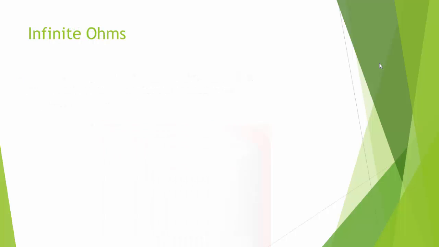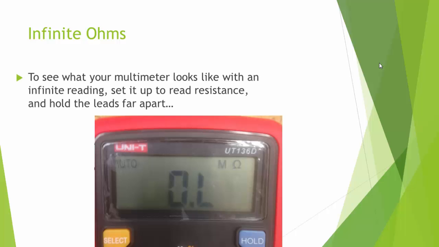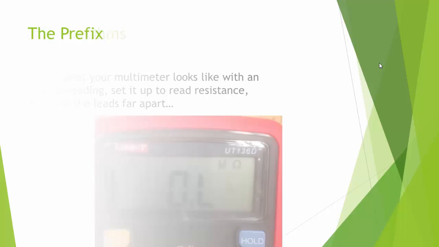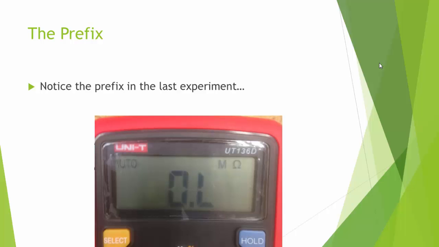ohms. Now if you want to see infinite ohms, you can simply hold the leads apart when it's set for resistance. So if you hold the leads far apart, on my multimeter I see this, 0.L mega ohms. So it says more mega ohms than it can read. Okay, and remember to watch for those prefixes. They're extremely important. So that capital M is very important if you're looking at a value of, for example, 10 mega ohms. That's very different than 10 ohms.